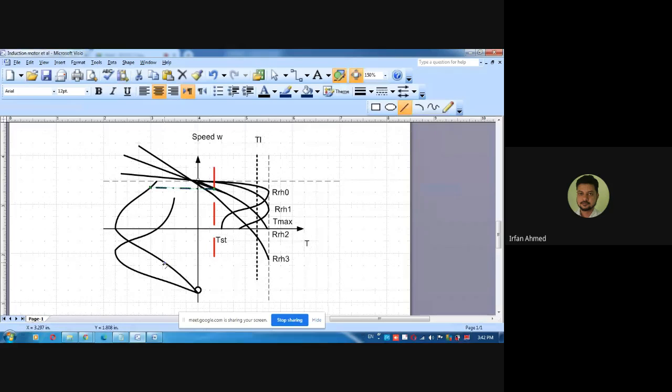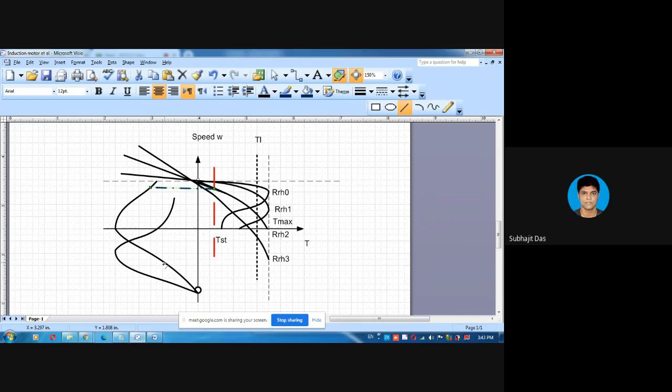Do we disconnect the complete supply and connect a rheostat across the stator? Yes or no? No, sir, because then the flux reduces to zero. Your motor will stop, just as it stops when you remove the supply, and you cannot control the speed of the braking.